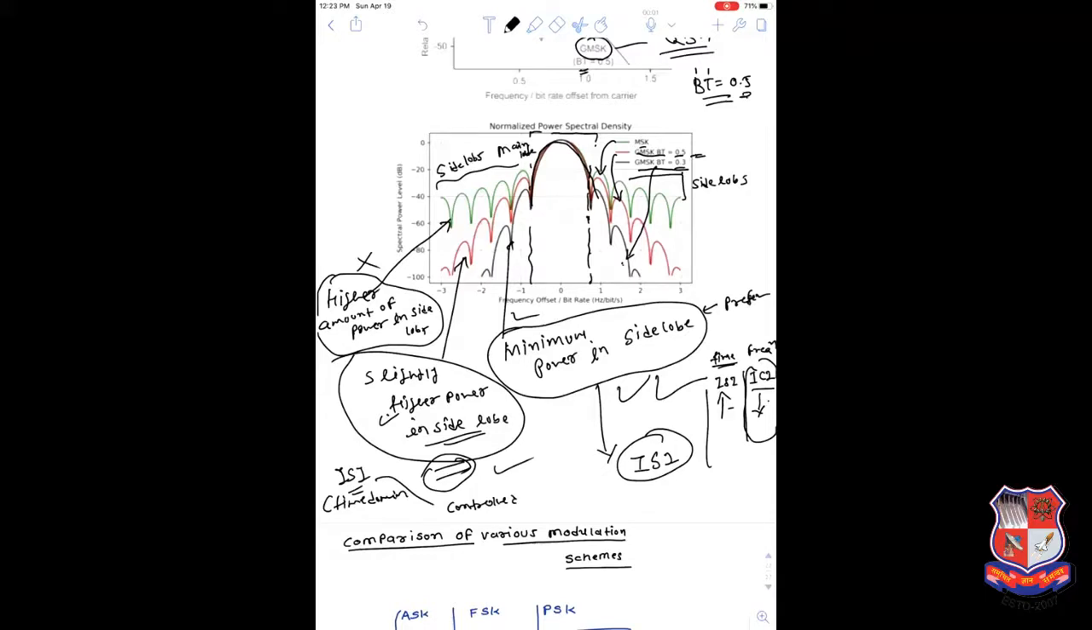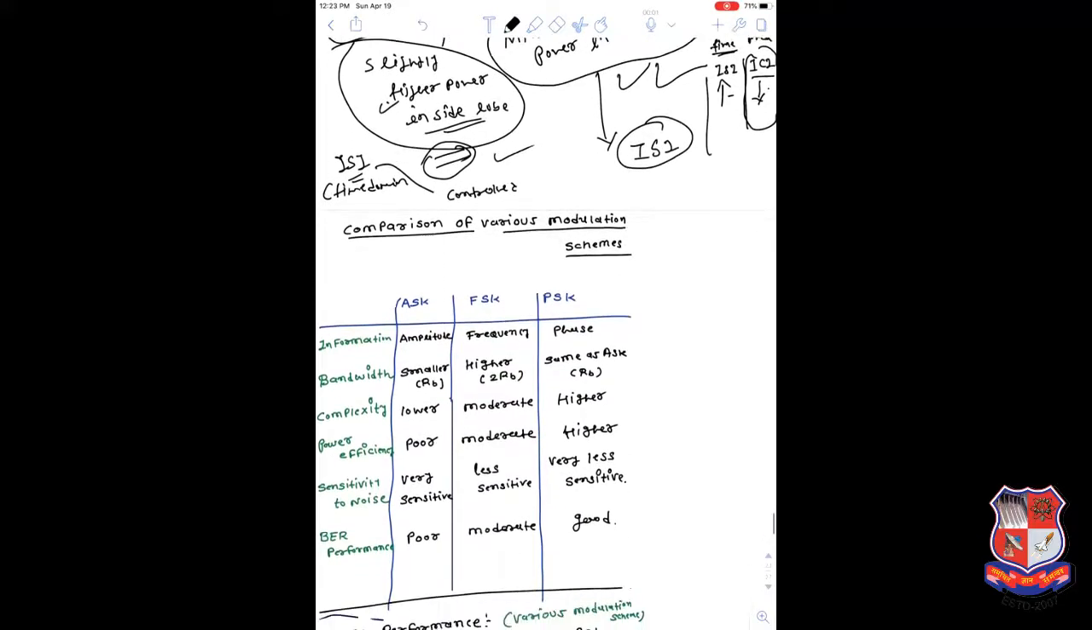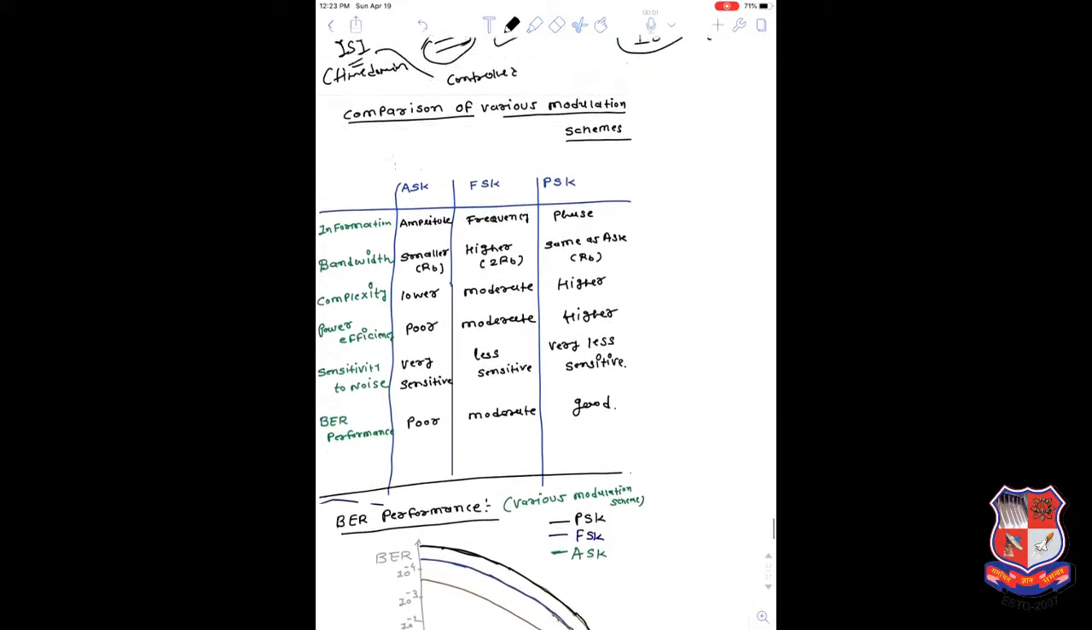So this is a case where ISI and ICI both are controlled. This is the best scheme we can go with, and this is the major modulation scheme of GSM also. Before we stop here, let us take a look at the comparison of various modulation schemes.